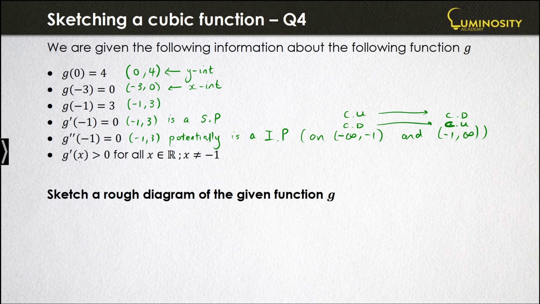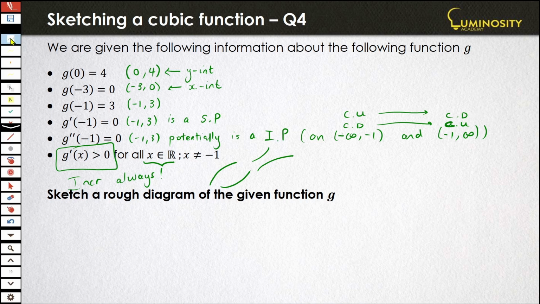And then lastly, we're given g prime of x is greater than 0 for every real number x except at the point -1. So that means the function is increasing always. That's really important. So it's never decreasing. So it's always increasing, right? And then increasing again. Okay, so we want to sketch a rough diagram given this information.